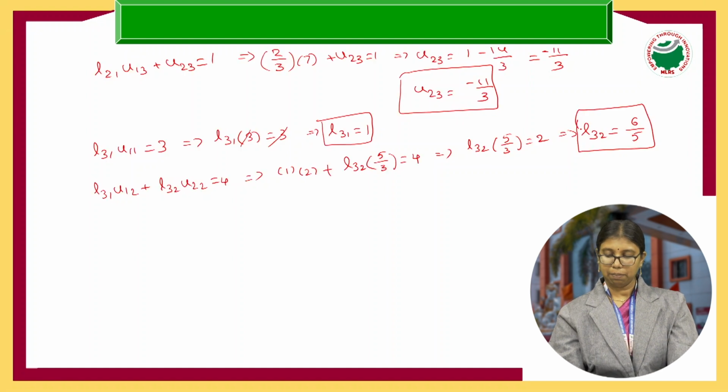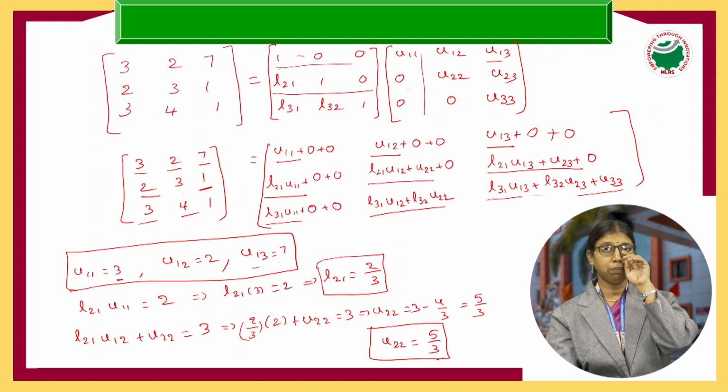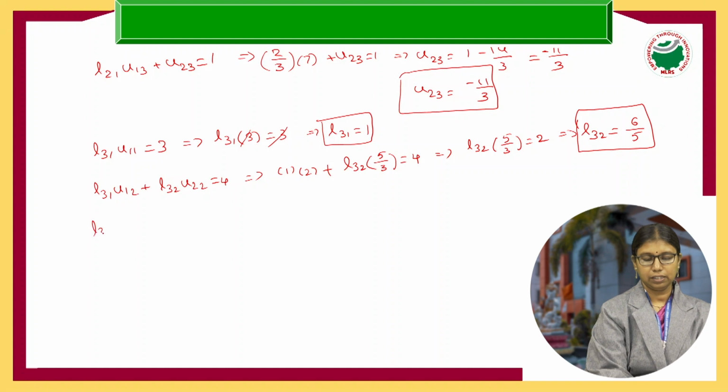Next. Now compare third row, third column values. L31 U13 plus L32 U23 plus U33.